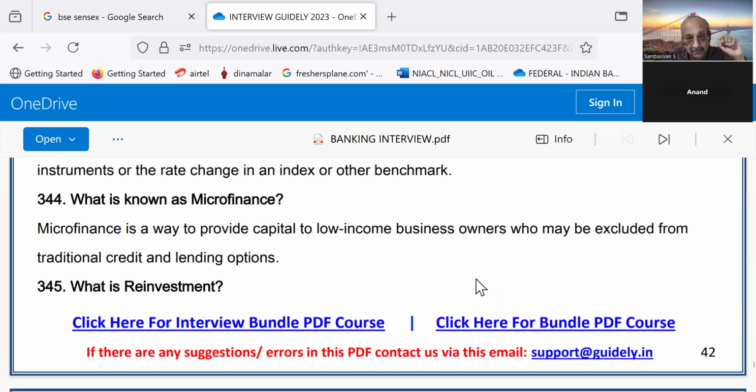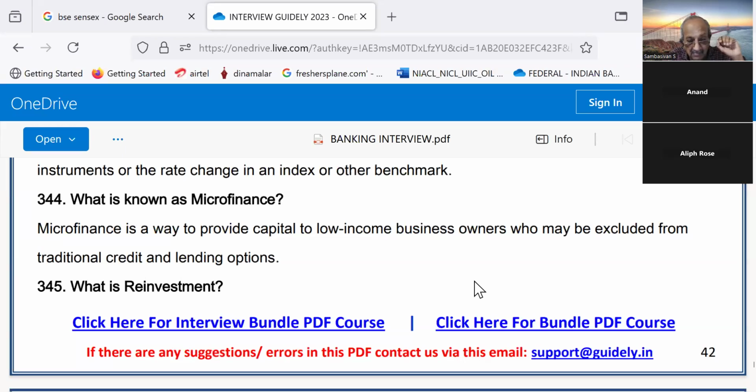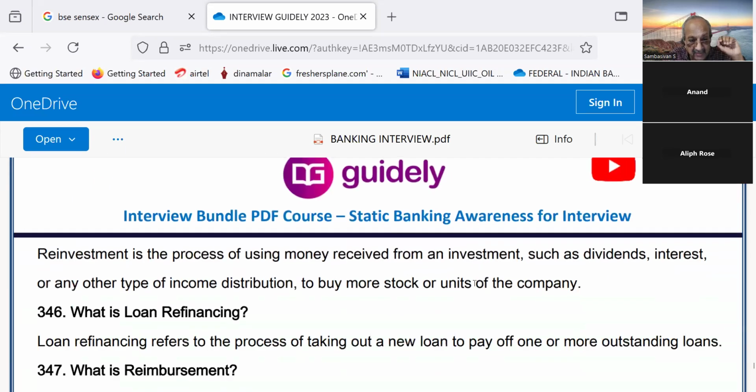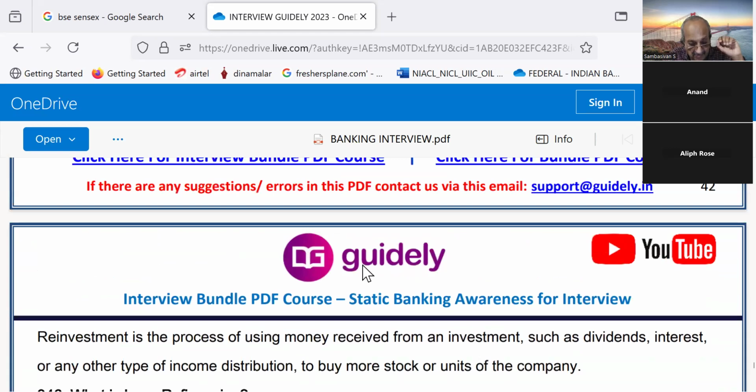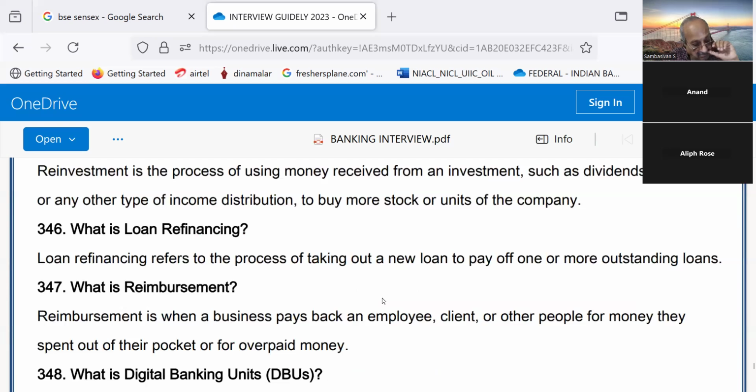Continue. What is known as microfinance? Microfinance is a way to provide capital to low-income business owners who may be excluded from traditional credit or lending options. What is reinvestment? Reinvestment is a process of using money received from an investment such as dividend, interest, or any other type of income distribution to buy more stocks or units of the company.